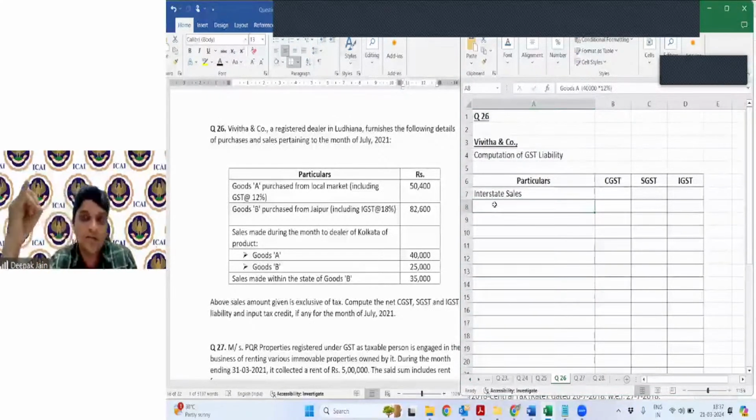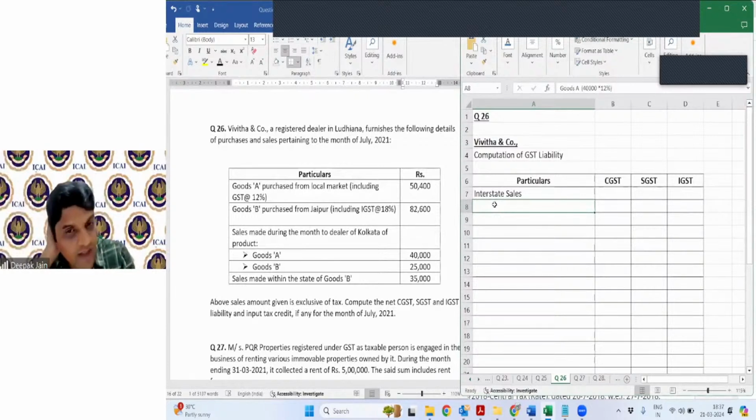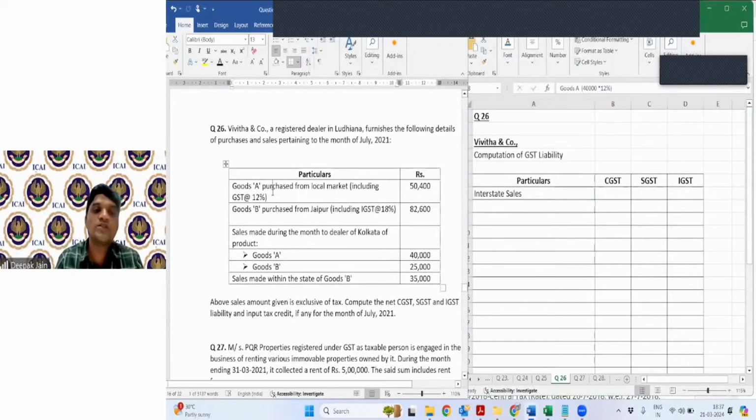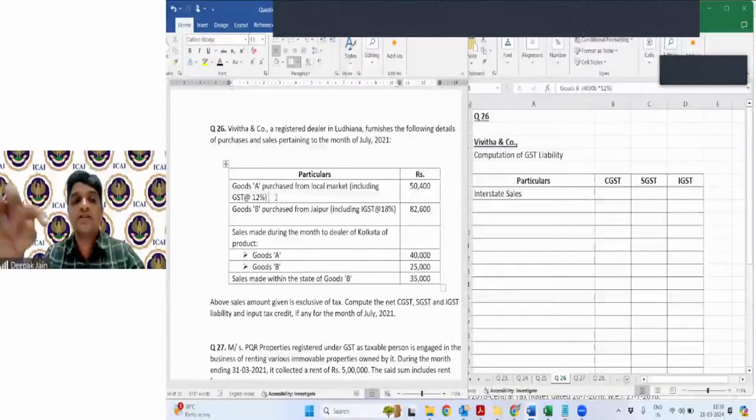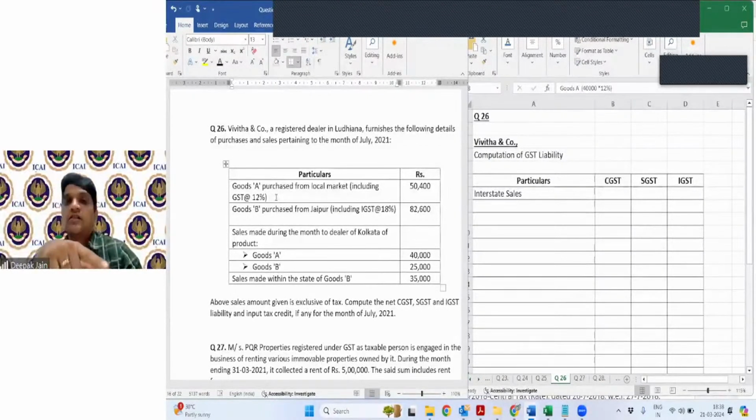There are 5 rates, right? 0%, 5%, 12%, 18%, 28%. Now, have they given details of what is the tax payable on goods A? Not directly, but they have given here that goods A are purchased from local market at 12%. So when the rate on goods A is 12%, my rate on output also will be the same. That's the reason they have not specifically mentioned it in sales. They have mentioned it in purchases, which means the same rate applies, because you're a trader. So the same rate will apply.